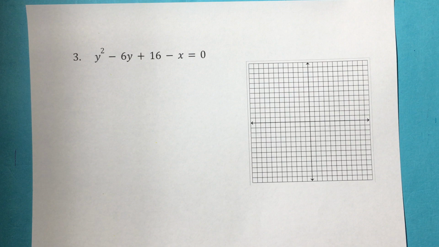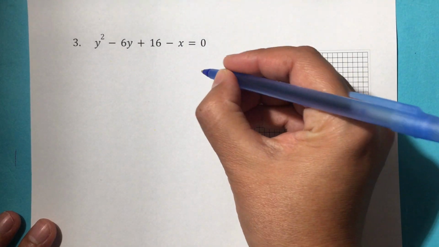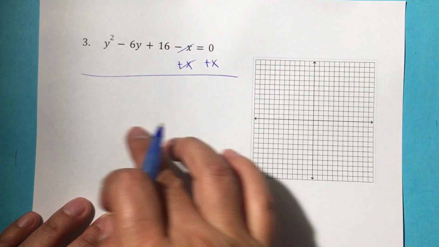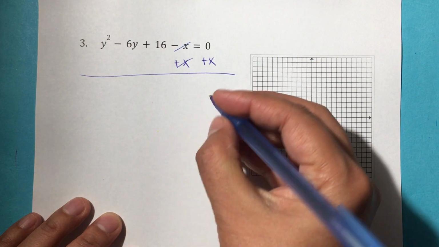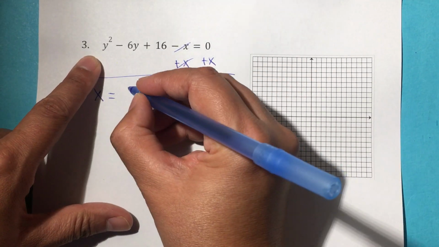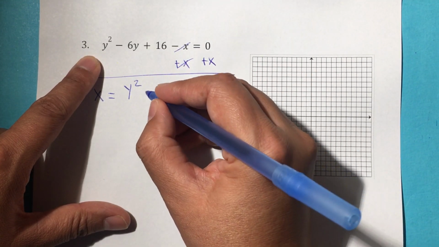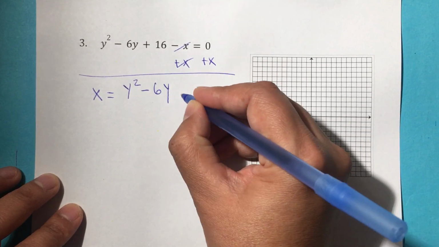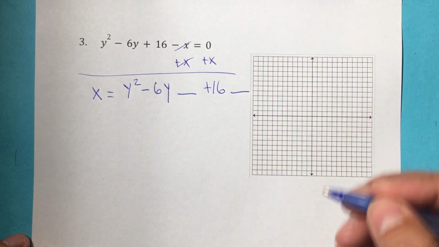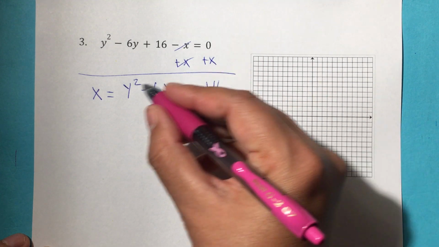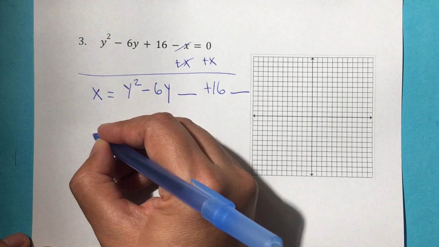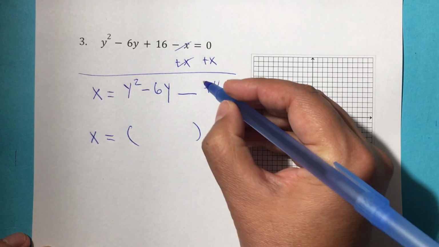Okay, number 3. Again, we're going to get rid of the x plus x plus x. This cancels, and I'm just going to switch it since you saw that we can just switch them over here. 0 plus x is x. I'm going to put it over here already. And then right here, I can just put y squared minus 6y and leave that space, plus 16, and then leave another space. Okay, the only difference is that I changed this and I already left the 2 spaces for us to complete the square. Okay, so we're going to have x equals, we open our parentheses.